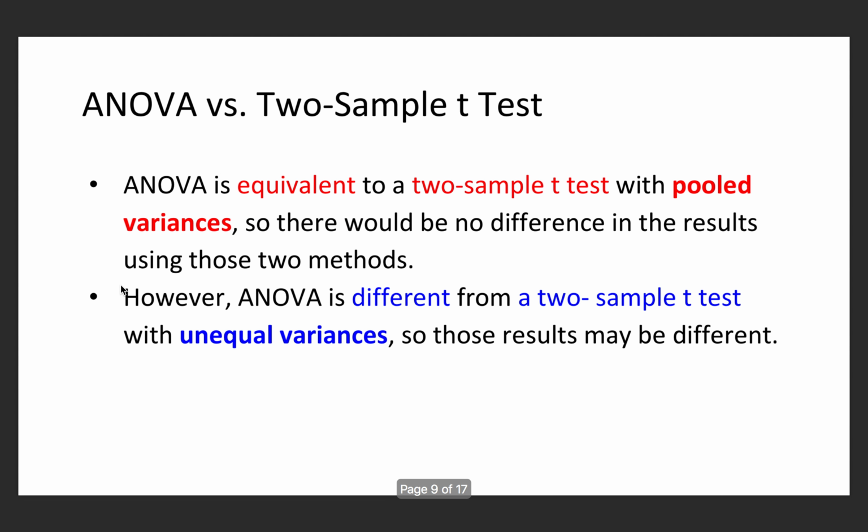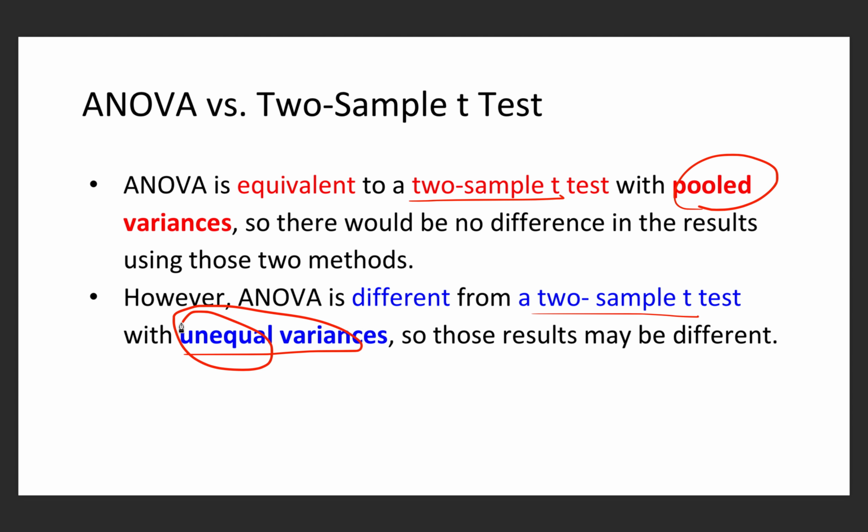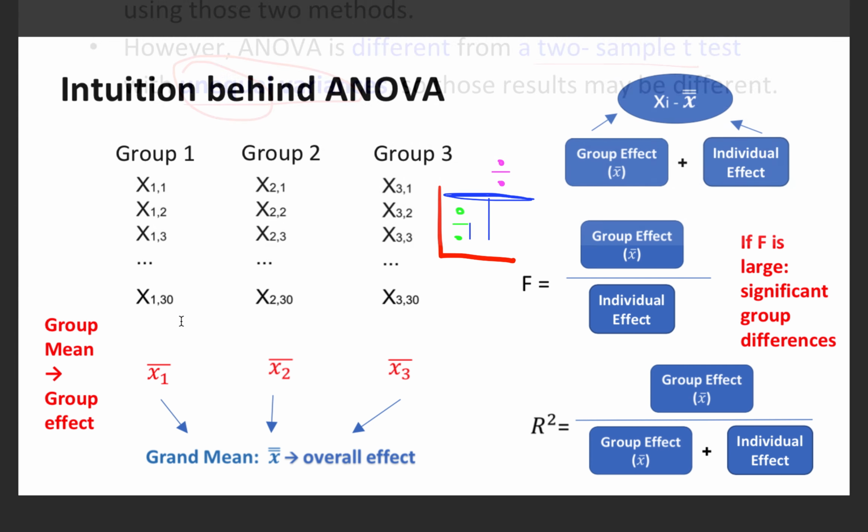And then ANOVA and the two-sample t-test. What is the difference between ANOVA and the two-sample t-test? ANOVA is equivalent to the two-sample t-test with pooled variance, right? Because there is no difference in the variance. But it's different from the two-sample t-test with unequal variance, right? So the result may be different. So here, the intuition behind ANOVA.